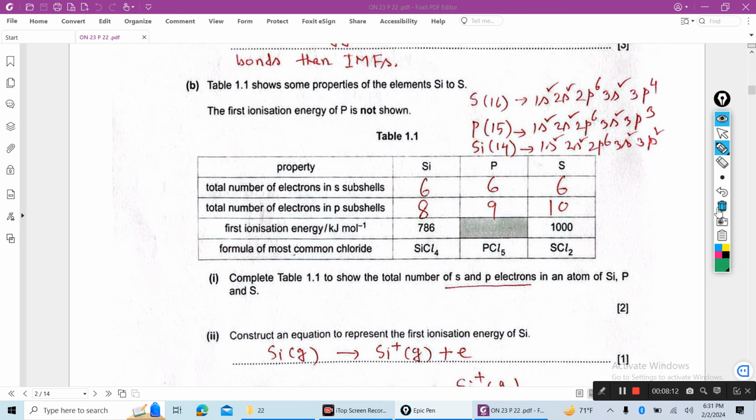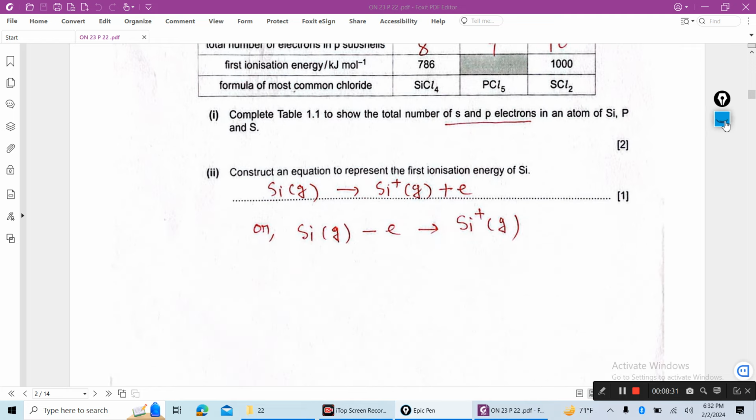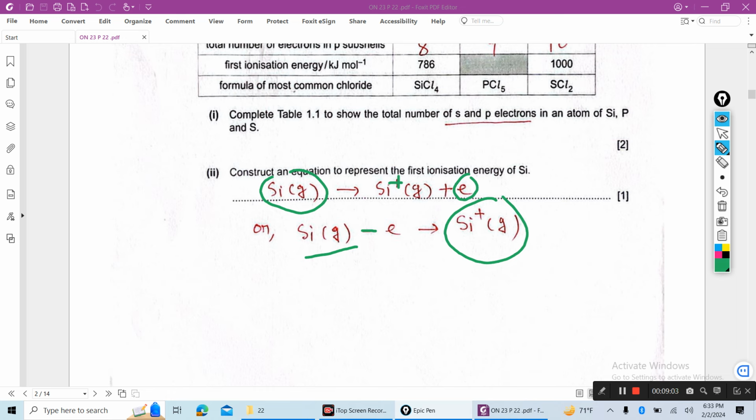Now number 2: construct an equation to represent the first ionization energy of silicon. Silicon loses one electron to form a single positive gaseous ion, or you can write silicon gas loses one electron to form a gaseous ion. First ionization energy is the amount of energy needed to remove one electron from a gaseous atom to produce a single positive gaseous ion. The amount of energy required is known as first ionization energy.